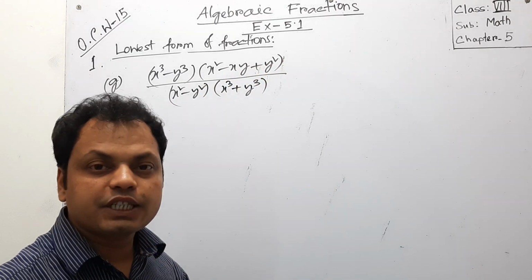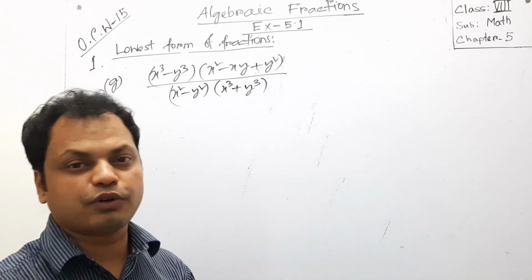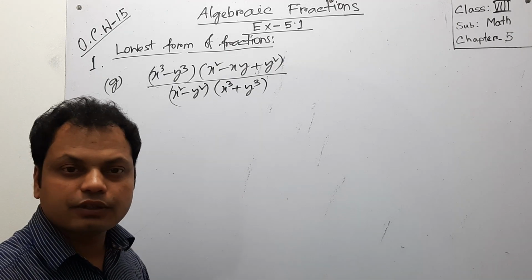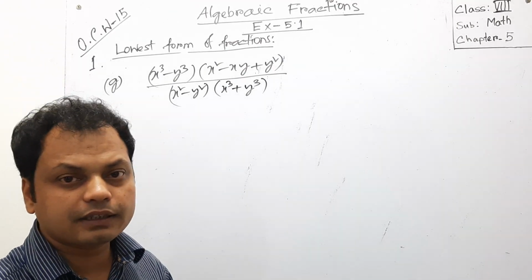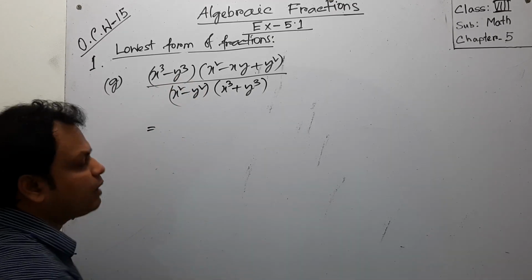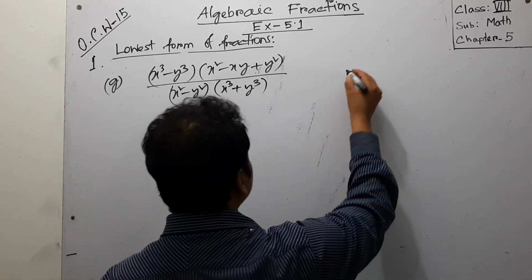We have to express the fractions in lowest form. So how? First we will find the factors of all the fractions. After eliminating the common factors, we will get the lowest form of the fraction. Then what will be x cube minus y cube? How can we find the factors of x cube minus y cube?